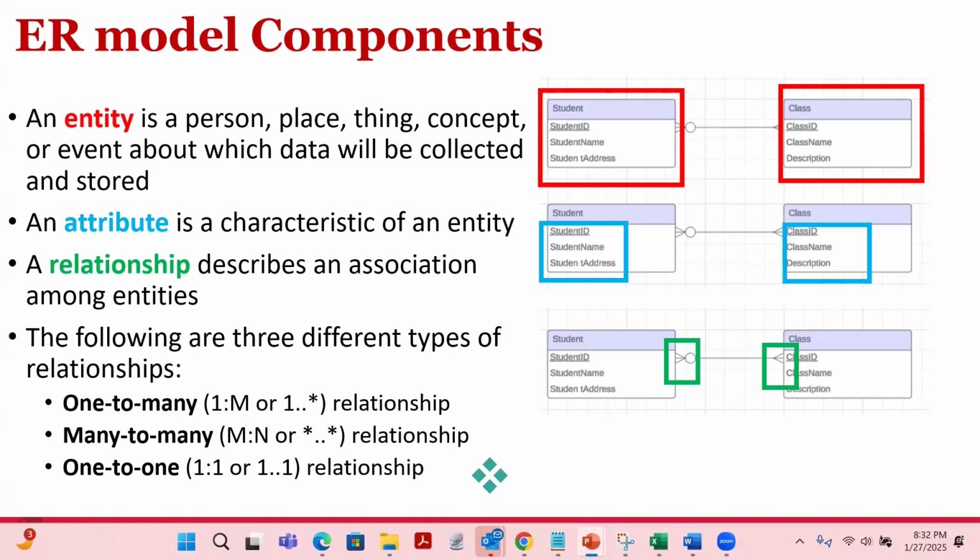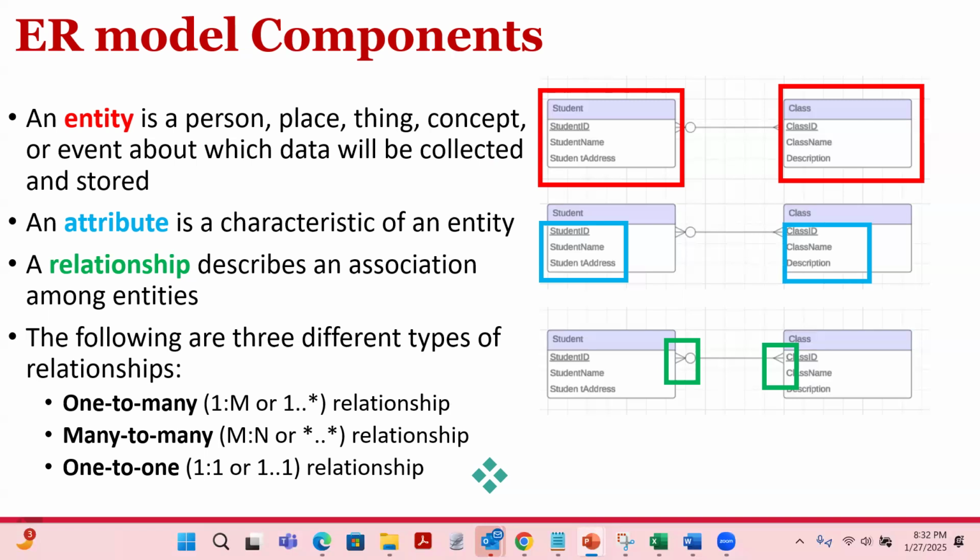Now, an attribute is a characteristic of an entity. Similar to the relational data model, where we have columns representing attributes, here we have attributes listed under the name of the entity. So students has student ID, student name, and student's address, and class has class ID, class name, and description.